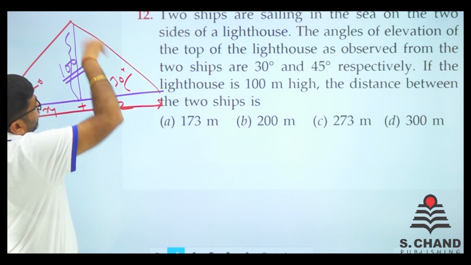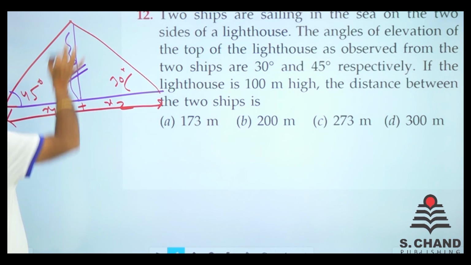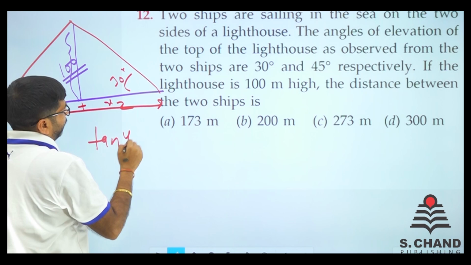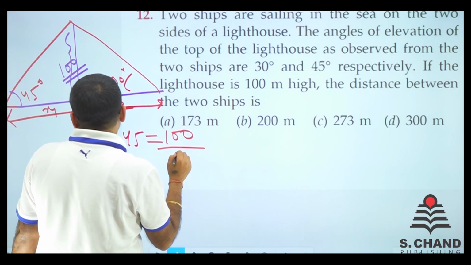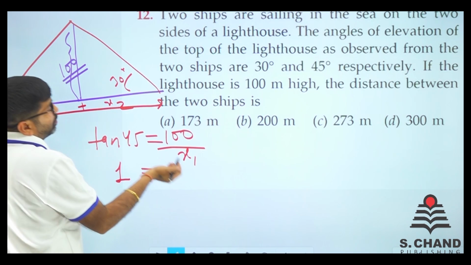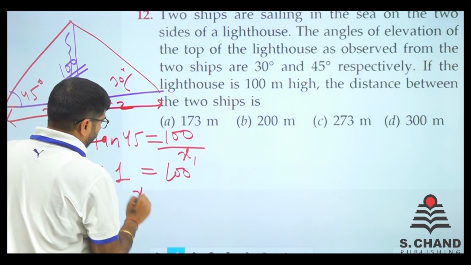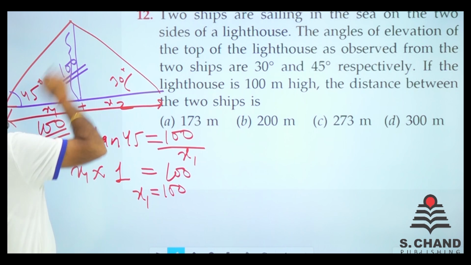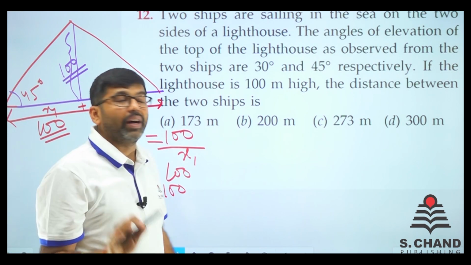See, everything is given, just form the formula. If this is 45 and this is 100, that will be 100. Why? Because tan 45 is equal to perpendicular upon base. So 100 upon base x1, right? Tan 45 is 1. So x1 is equal to 100, as I told you. Why? Because in tan 45 degree, the perpendicular and the base are the same.